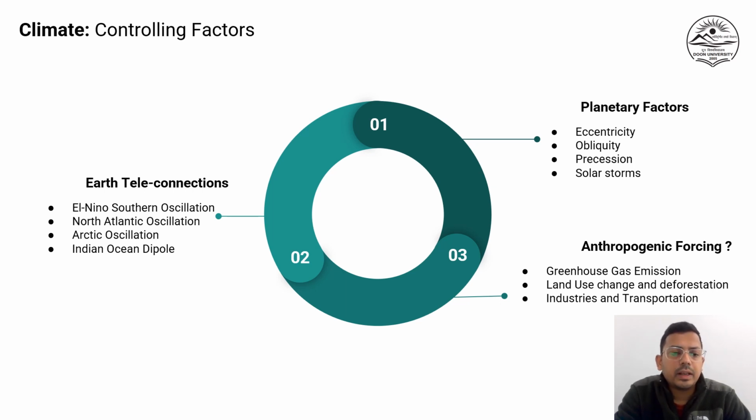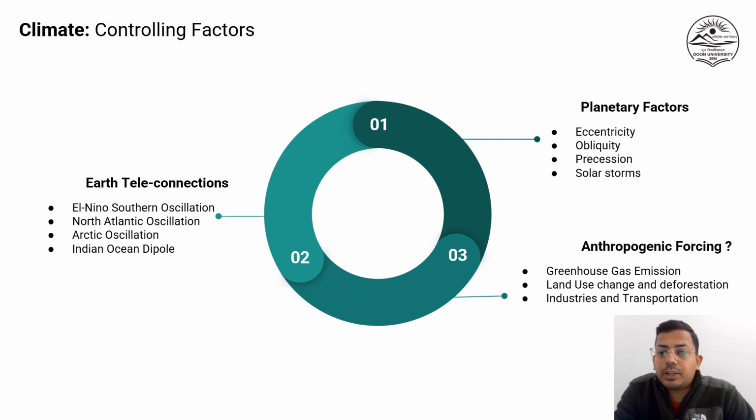Again, it's between the Arctic region and the subtropical region, the variation of pressure difference between these two regions. Then the Indian Ocean Dipole. This phenomenon occurs in the Indian Ocean. It is the variation of sea surface temperature between the Western Indian Ocean and the Eastern Indian Ocean.